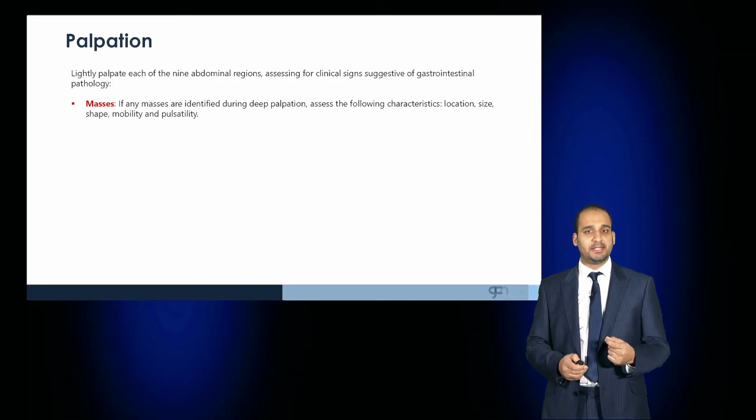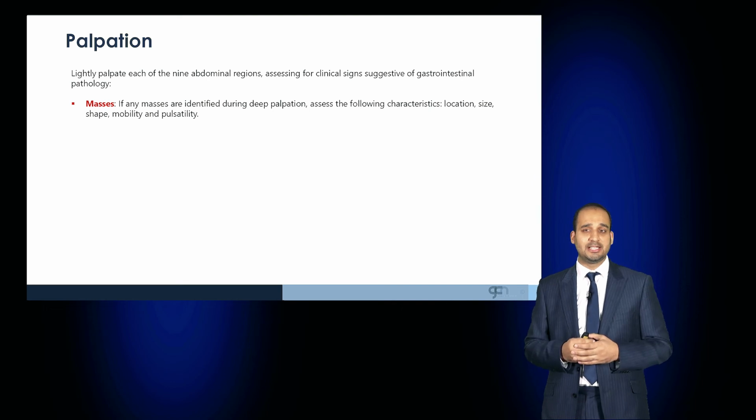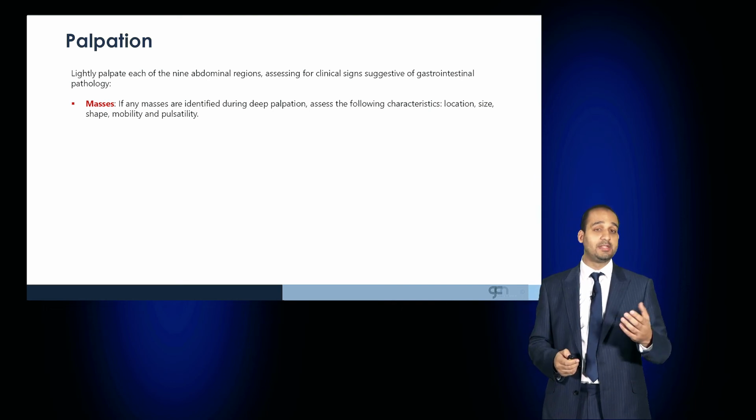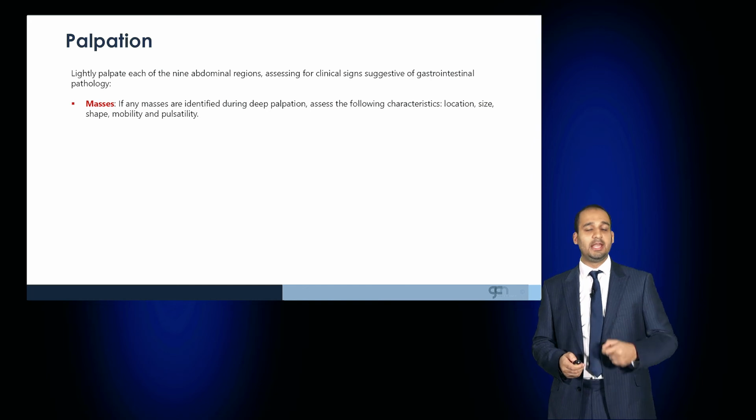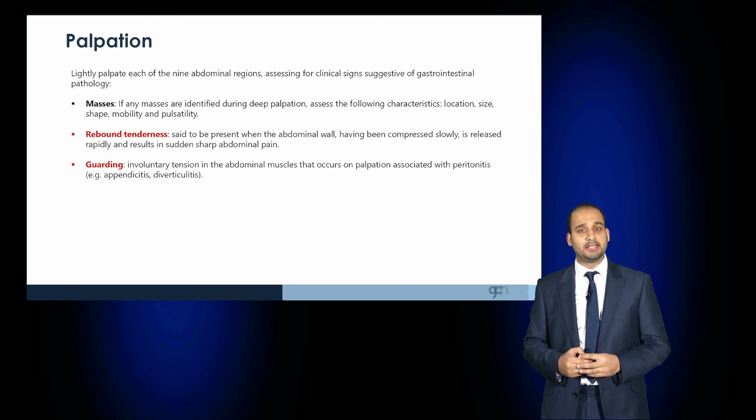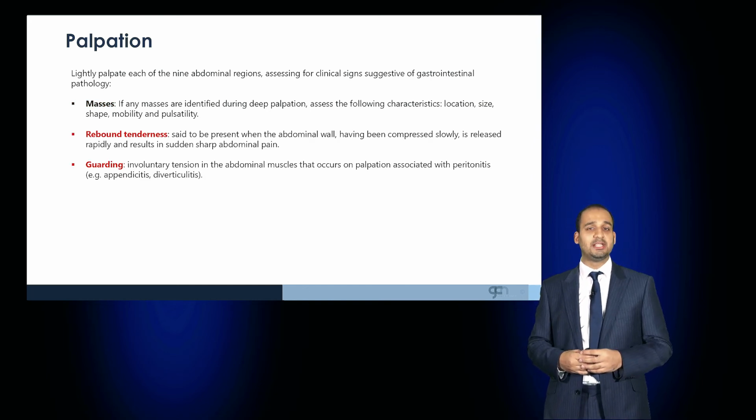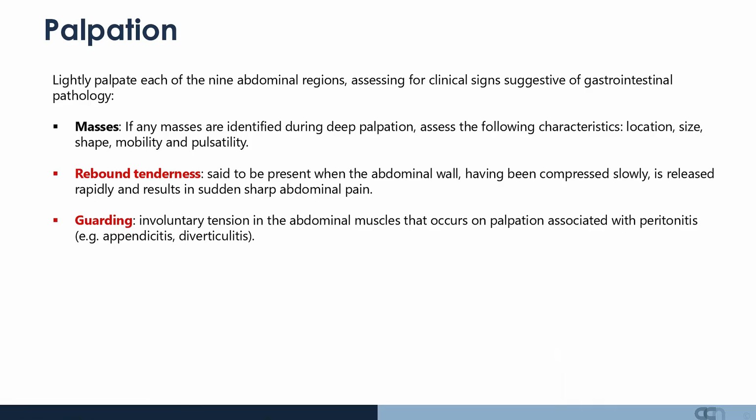If masses are present, then ensure that you're able to help determine their characteristics, in particular the location, the size, the shape, and mobility, and whether there's any pulsatility. Determine whether there's any rebound tenderness. That's said to be present when the abdominal wall is compressed slowly, and then when you suddenly release, that results in a sudden sharp pain, and that can indicate peritonitis.